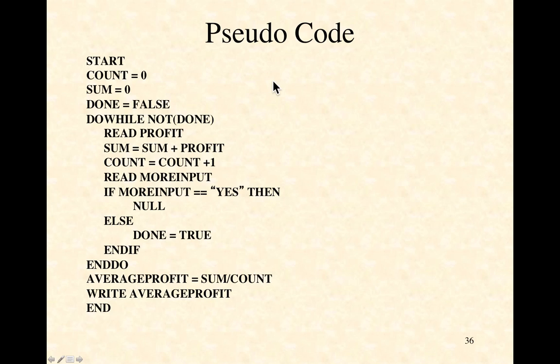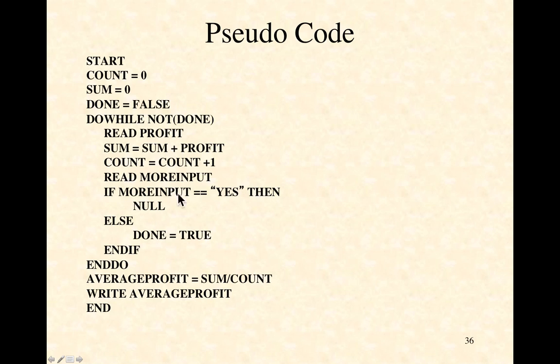This is the pseudocode. So I set my count to 0, sum to 0, done to false, while not done. Ignore this "do" here. While not done, read profit, sum equals sum plus profit. I increase my counter by 1 because I got one value of the profit, and then I read a variable called more input. If more input is yes, it means they have more data, then I do nothing really.